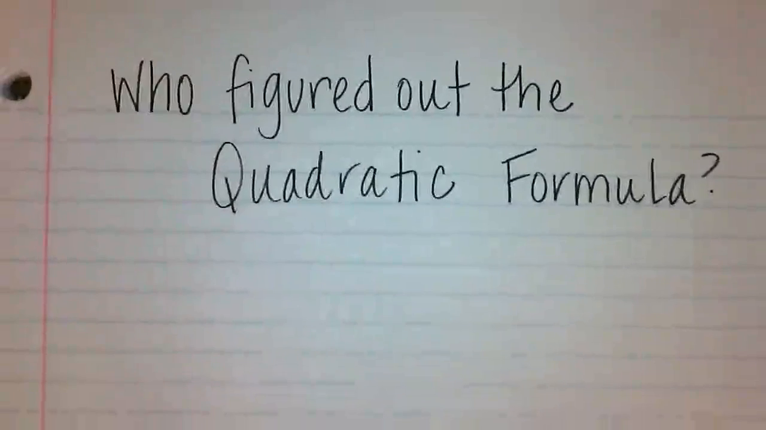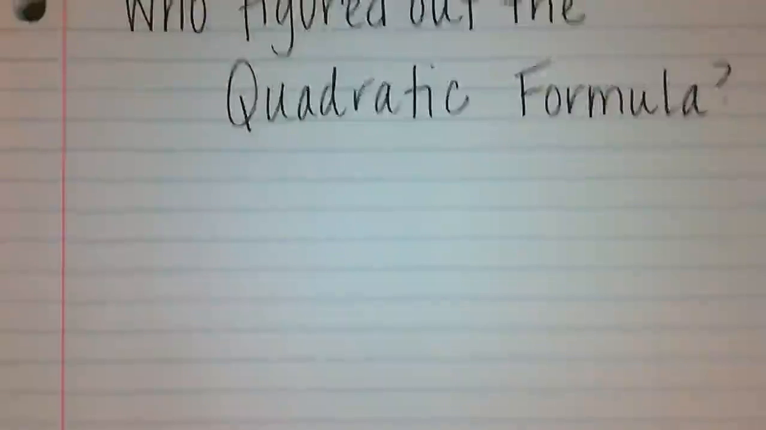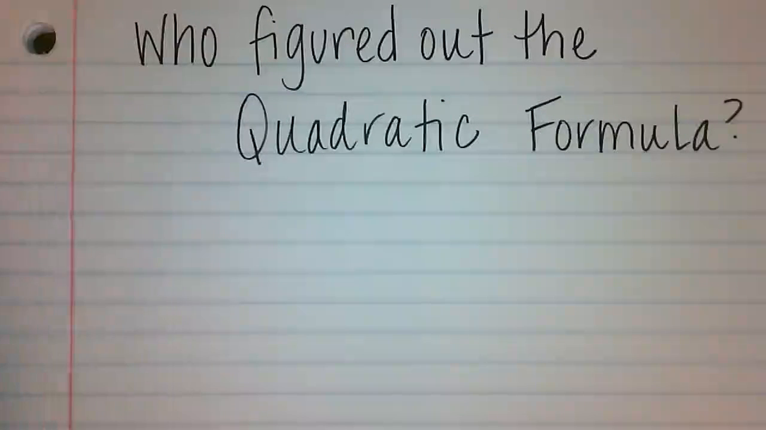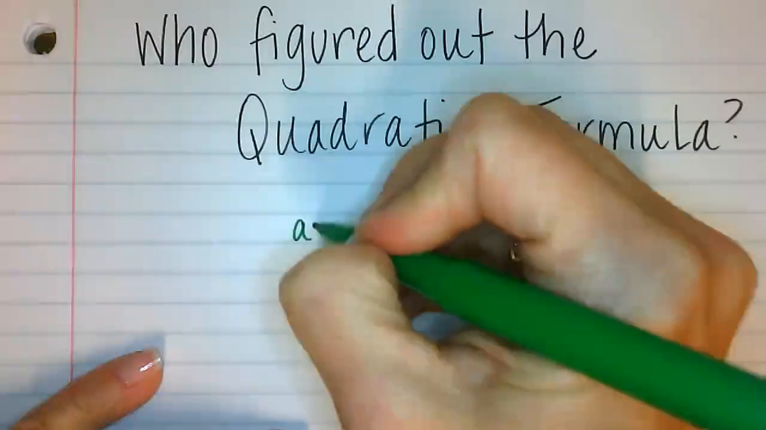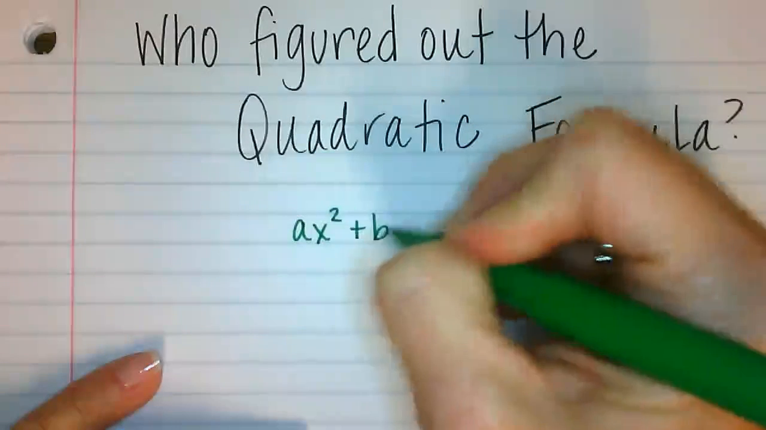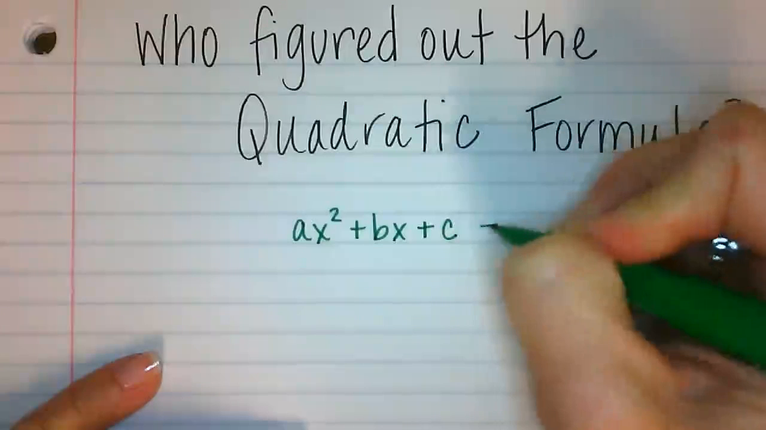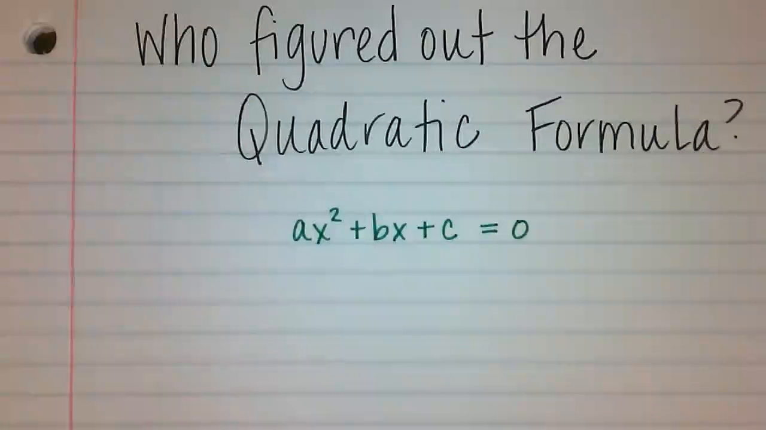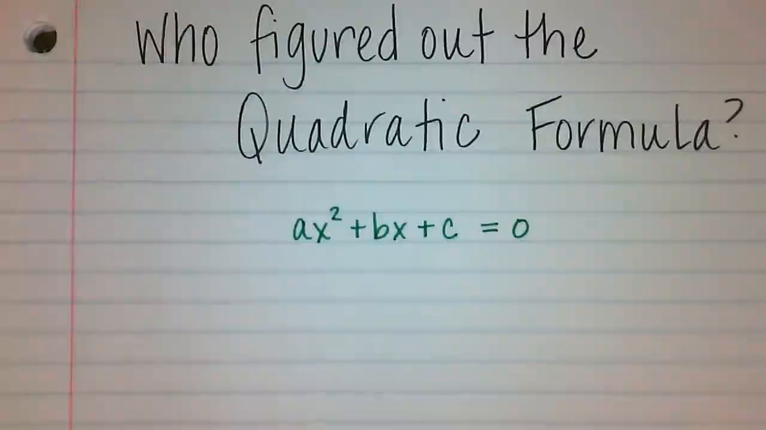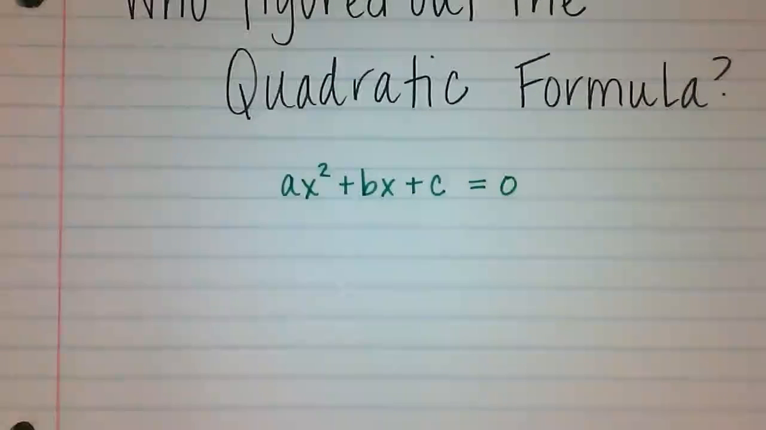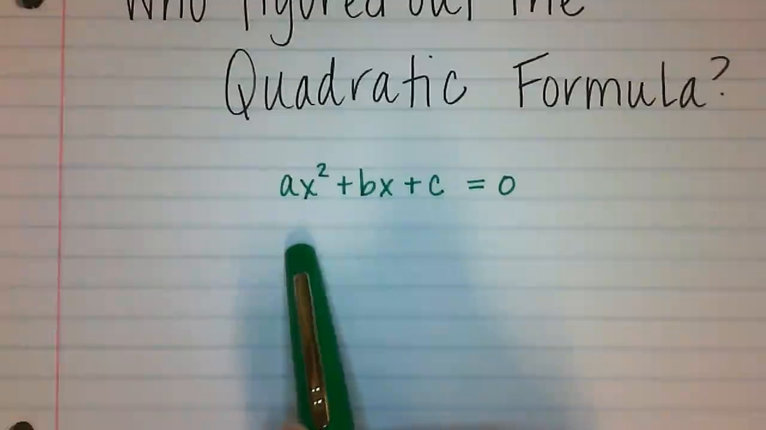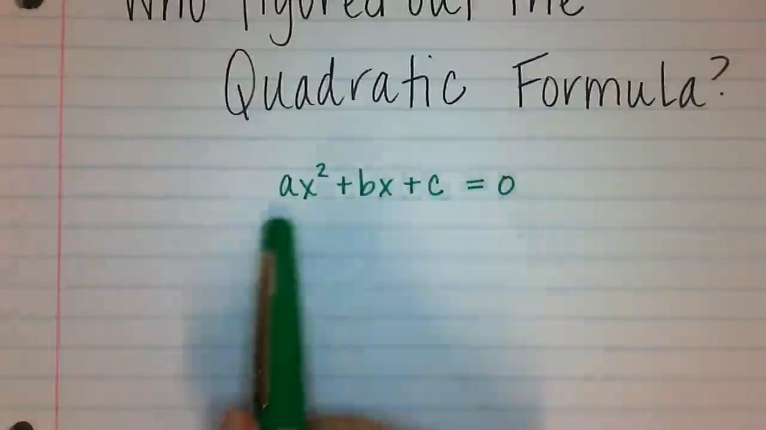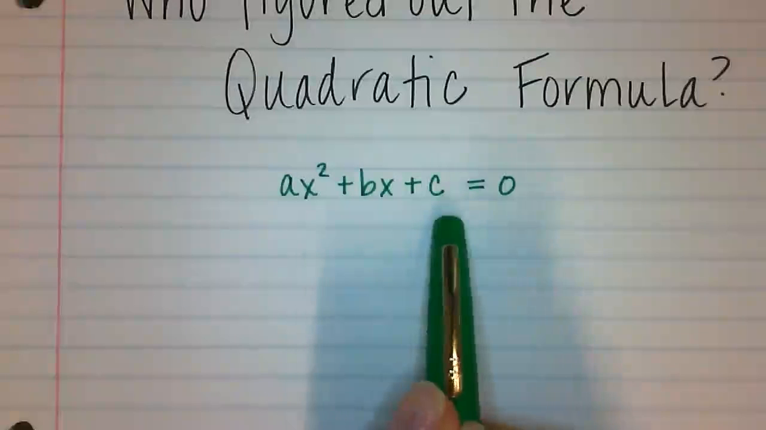So here it goes. I'm going to start with the standard form of a quadratic equation, so ax squared plus bx plus c equals 0. So that's our standard form. And I'm going to show you how we can get the quadratic formula by completing the square on this right here with the a and the b and the c.